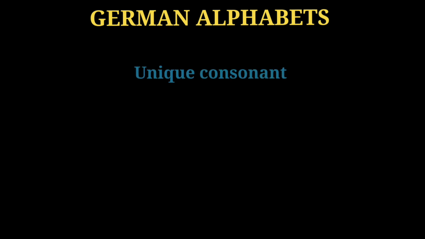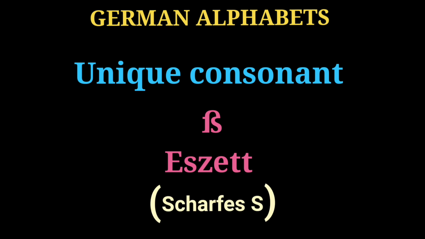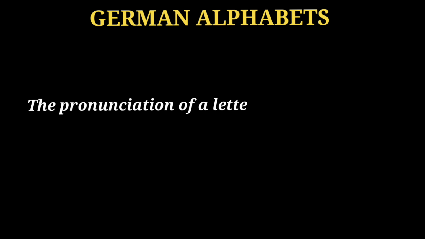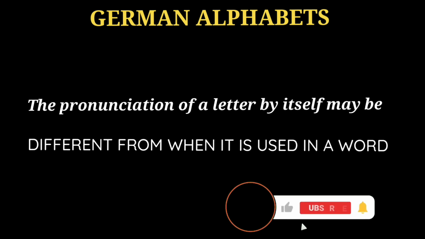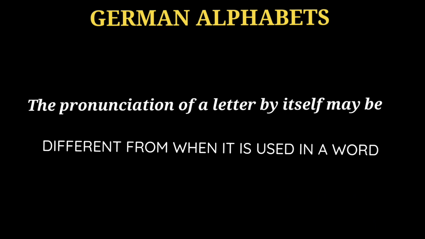Finally, we have the unique consonant called SZ. This letter is the combination of German letters S and Z. This letter is also known as scharfes S, which means sharp S. We should be aware that the pronunciation of a letter by itself may be different from when it is used in a word. Watch the unique sounds of these alphabets with examples in the next video.